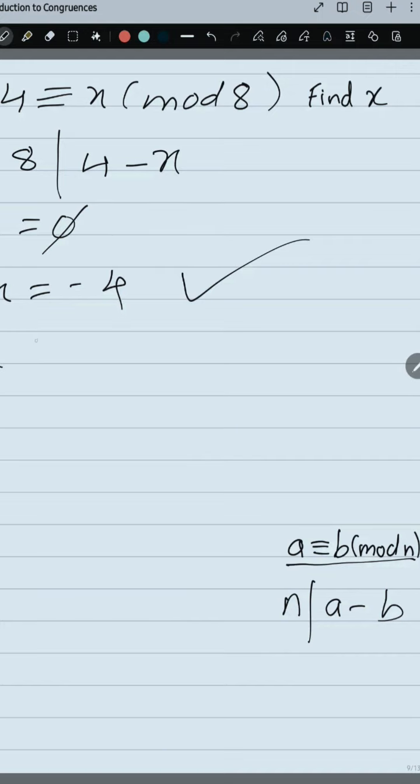If I put x equal to 4, what will you get? 0, and you know that 8 divides 0. So 4 is also a solution.